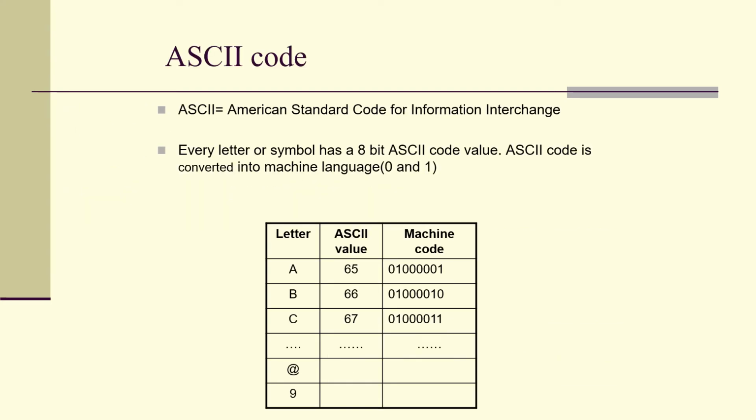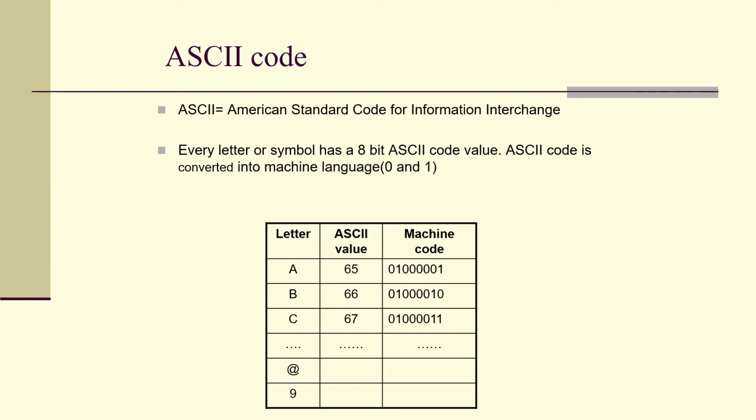ASCII is a kind of code. ASCII stands for American Standard Code for Information Interchange. ASCII code is an 8-bit code. Every letter or symbol has an 8-bit ASCII code value. The ASCII code value is converted into machine language, like zeros and ones. In this picture, you can see that the letter A's ASCII value is 65, which is converted into machine code 01000001. The letter B's ASCII code is 66.